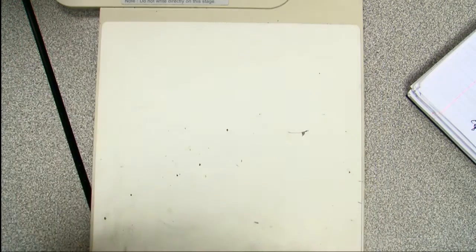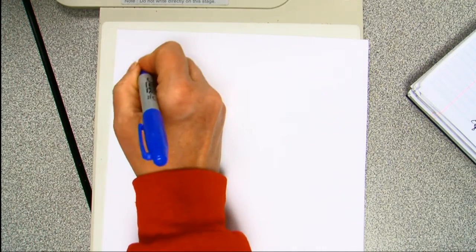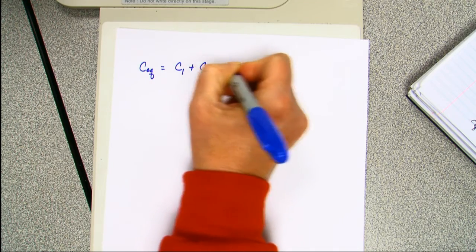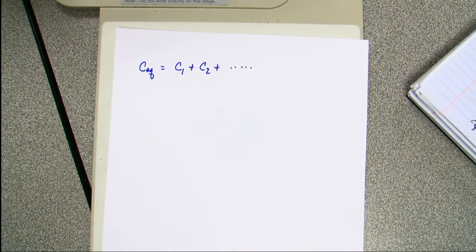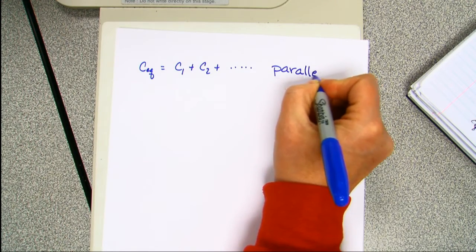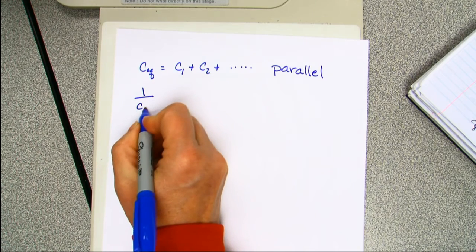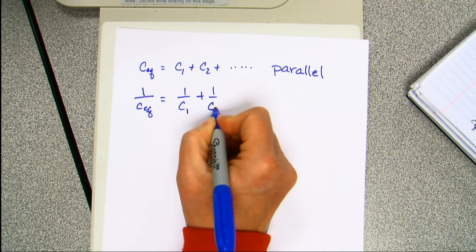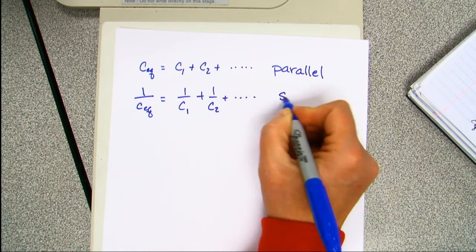When you guys are getting ready for your test, which is going to be on March 13th, you're going to be asked to calculate the equivalent capacitance for systems. You're going to want to have on your cheat sheet that CEQ is equal to C1 plus C2 plus however many capacitors are there, for systems that are in parallel. And you're going to want 1 over CEQ is equal to 1 over C1 plus 1 over C2 plus so on, for when I'm in series.